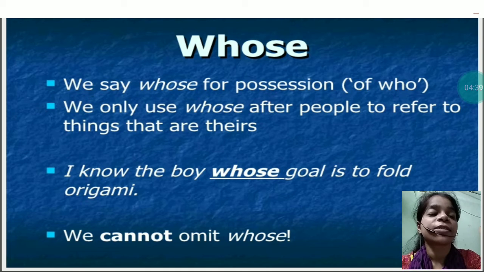And when we construct any sentence using the relative pronoun whose, then it cannot be omitted. You cannot just remove the word whose in any sentence. If you do so, then the sentence will become grammatically incorrect.